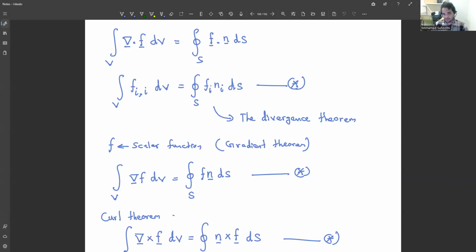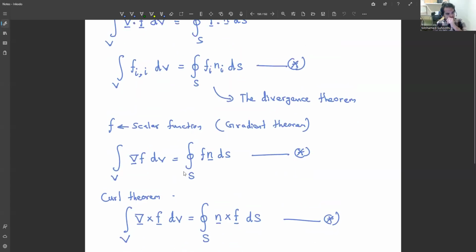In our last video, we discussed integral theorems. In the integral theorems, we discussed three important theorems. The first one is the divergent theorem. The second one is the gradient theorem. The third one is the curl theorem. So these three theorems are very important, which are going to be useful in our continuum mechanics course.